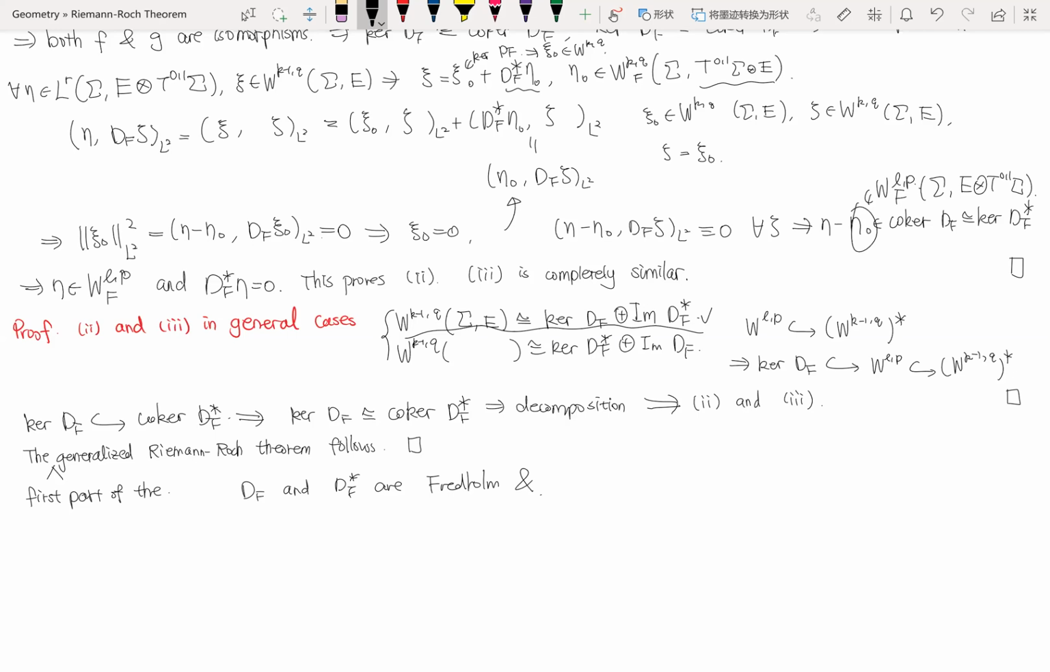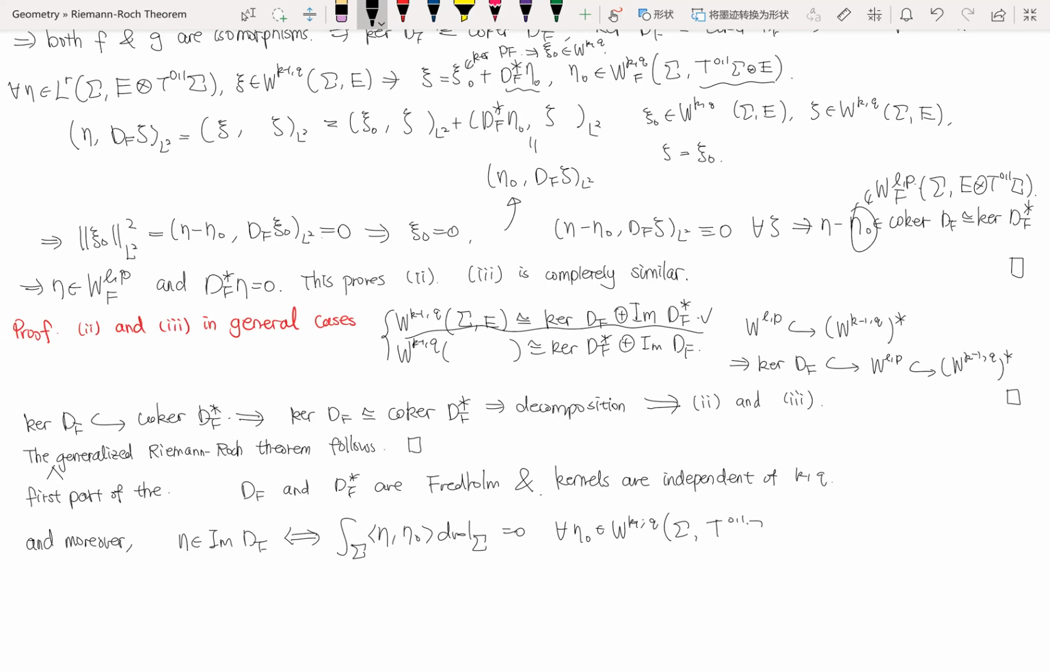The kernels are independent of both k and q, and this is obvious because the kernels have the maximal regularity, that is, they belong to W^{1,p}, so they are independent of k and q. And we have, moreover, the following. So eta belongs to the image of D_F if and only if the integration over sigma of eta pairing with eta 0 over the volume form is 0 for any eta 0 belonging to W^{k-1,q}(sigma, Λ^{0,1}) times over G.